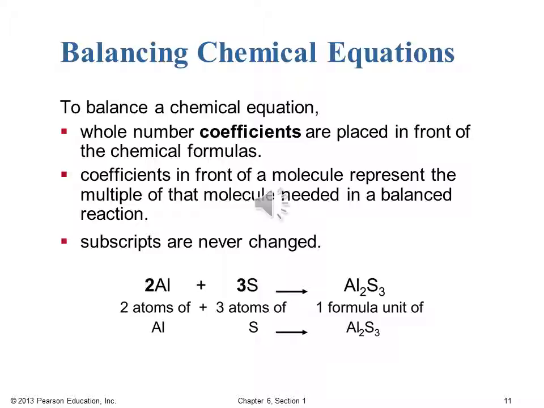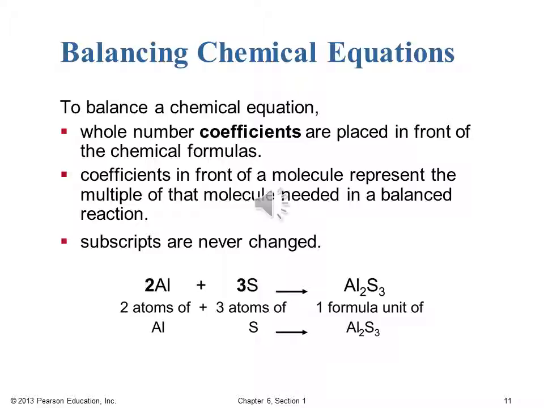I've already said that. I'll say it again. We do not adjust the subscripts once we have the correct reactant or product molecules represented. So, again, the subscripts are only used to tell us the compound or element that we have, never to help us balance a chemical reaction. We're always balancing using coefficients.